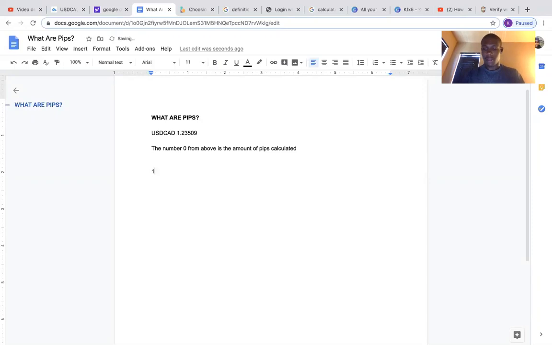All right, let me do this. 1.23509 plus 1 pip will equal 1.23519. Notice that, because the fourth number in this case, 0, is the pip. This is where we start counting our pips. So you just add a 1 here, and boom, that'll be 1 pip.